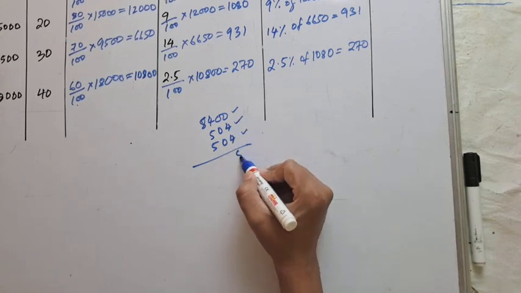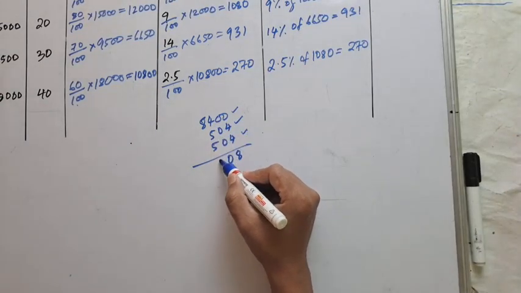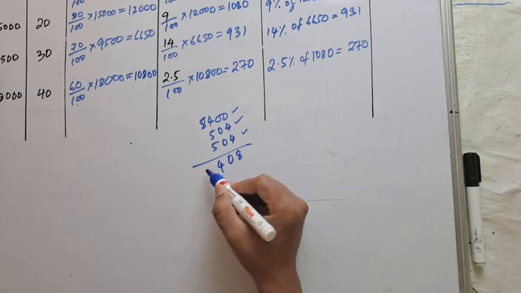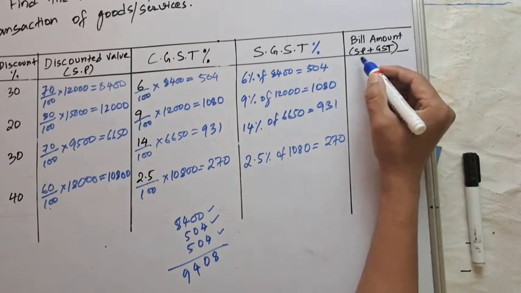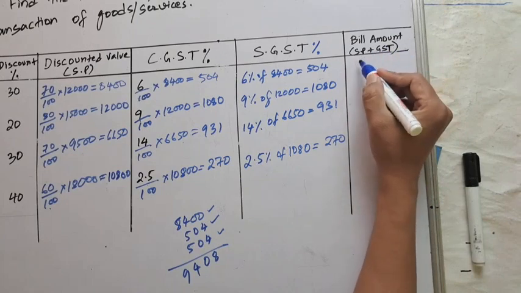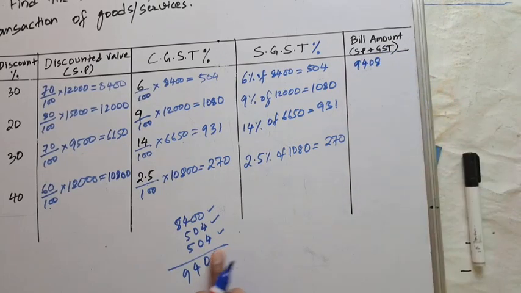4 plus 4 is 8. 0 we write here. 5 5s are 10 plus 4 is 14. 8 plus 1 is 9. 9408. The first bill amount is 9408. Now let us see the second one.